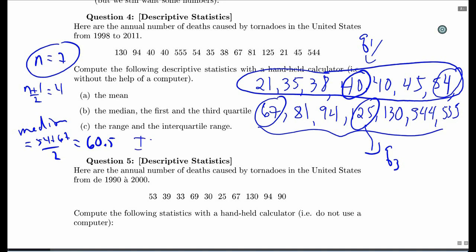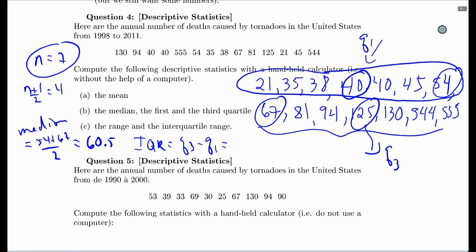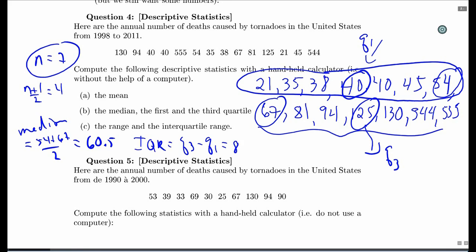And so now if I want to compute the interquartile range, what I'll do is compute the difference between the first and the third quartile, or rather I take away the first quartile from the third quartile, and so this will be 125 minus 40, which will be 85. Okay, so my interquartile range is 85.